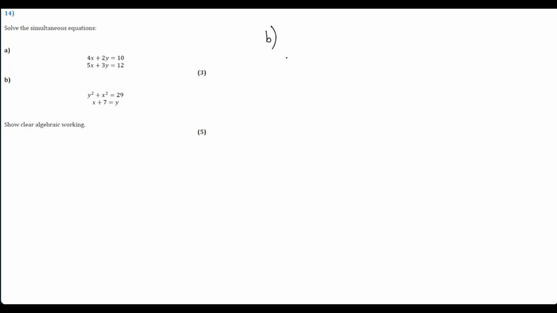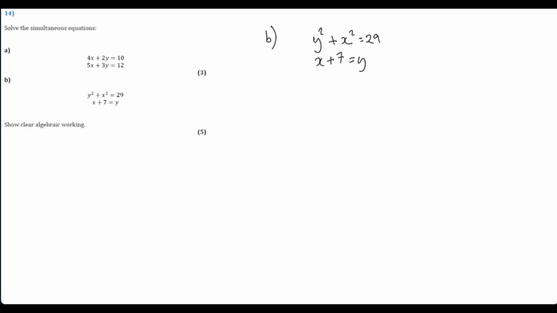Part B, so this is one of the harder questions, usually right at the end, or towards the end actually, of an exam paper. They're usually worth 5 marks, that's why I put 5 marks here. And it will involve quadratics, so you must be good at quadratics to tackle these sorts of questions.